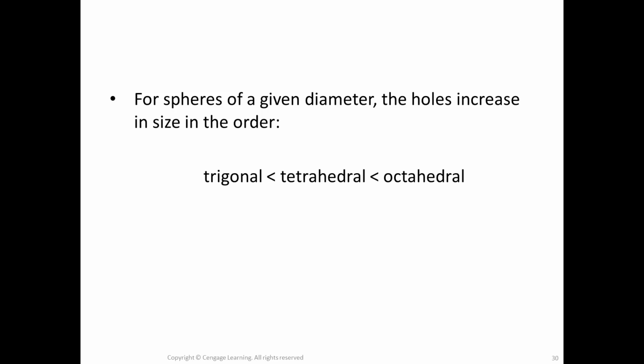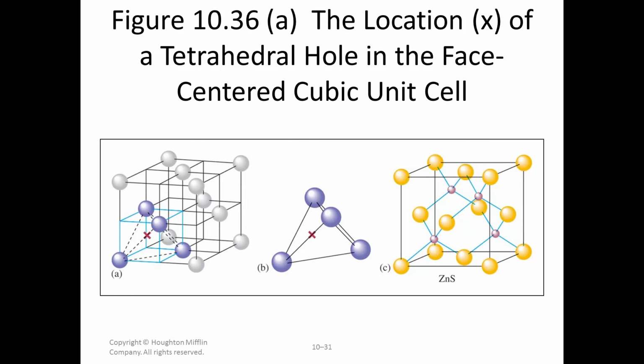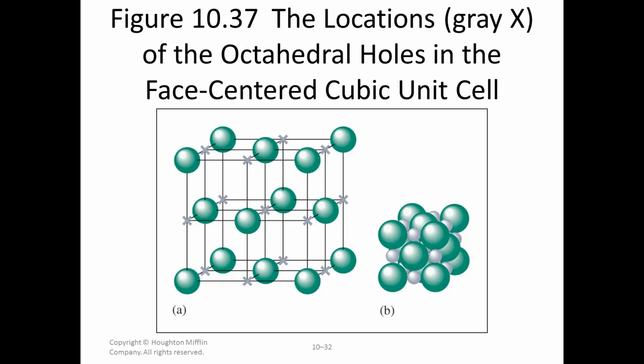For spheres of a given diameter, holes increase in size in the order octahedral is larger than tetrahedral, which is larger than a trigonal hole. Here we can see the location of tetrahedral holes in a face-centered cubic unit cell, and the location of octahedral holes in a face-centered cubic unit cell.